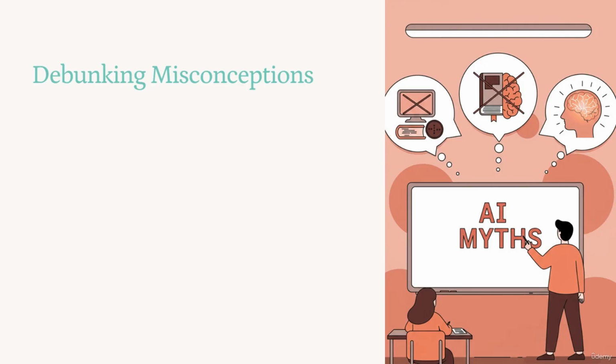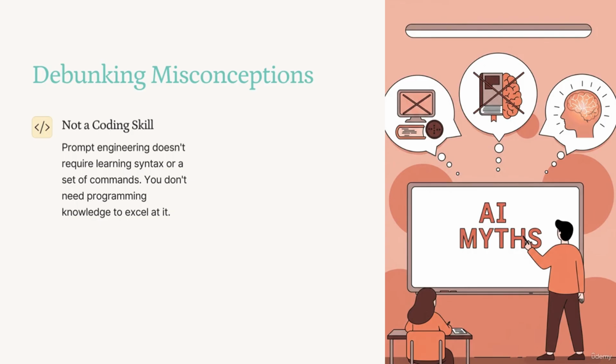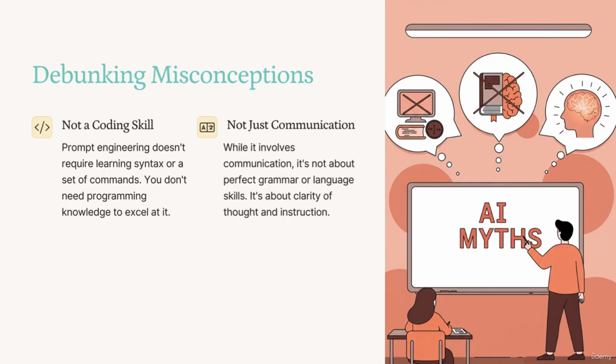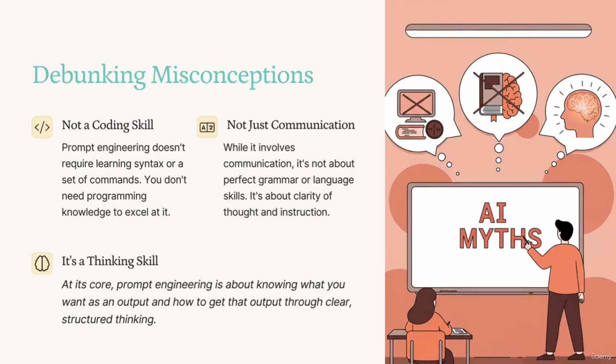Now, let me clear up some misconceptions about prompt engineering. Many people think it's a coding skill, but no, it's not. You don't need to learn syntax or memorize a set of commands, and it's not a communication skill either. You don't have to worry about grammar or language. So, what is it then? Prompt engineering is a thinking skill. It's the ability to know what you want as an output and how to get that output. To master prompt engineering, you need to train yourself to think consciously.